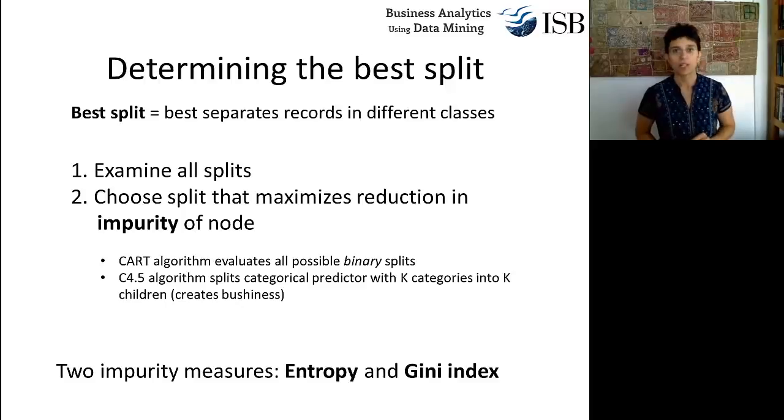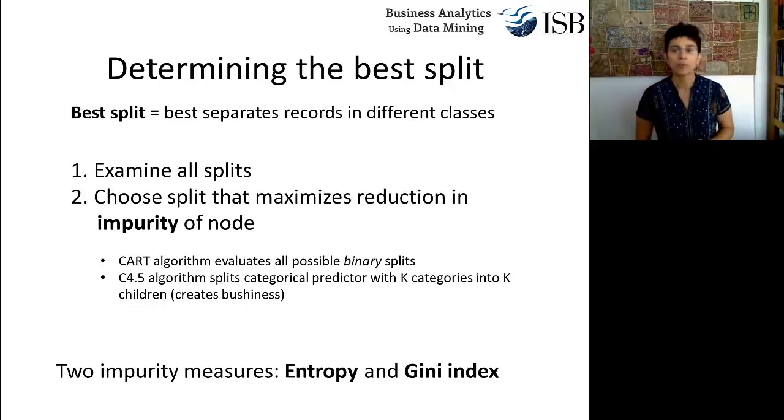Now, what the tree algorithm does is it examines each and every one of the predictors, and not only that, for each predictor, it's going to look at every possible split value. So if I'm looking at age, I'm going to look at every possible age to split on to create 2 age groups. And then we're going to choose the split that maximizes the reduction in impurity of a node. In other words, we're looking for the split that creates the most homogeneous subgroups. Each one of the subgroups is going to be homogeneous.